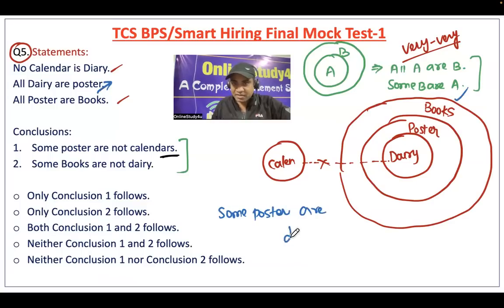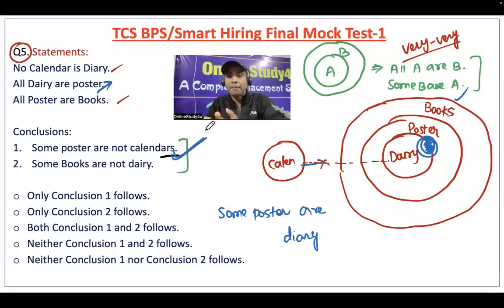The same thing which I explained here. Some posters are diaries, I can say, that means some part of poster which is diary. Now they are clearly telling no calendar is diary. So calendar and diary do not have any relation. So the posters which are diaries will definitely not be calendars, because diary and calendar have no relation. So I can say yes, some posters are not calendars because they are diaries, and diary and calendar do not have any relation. Clear?